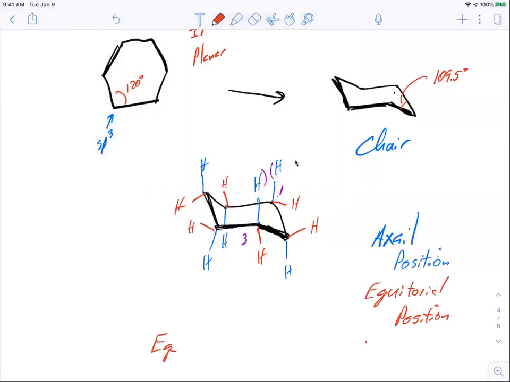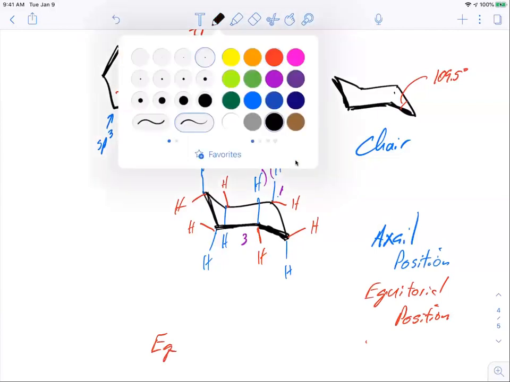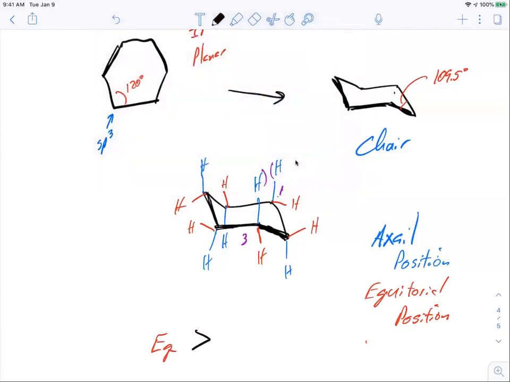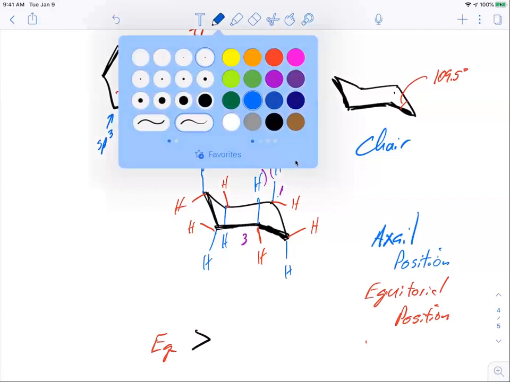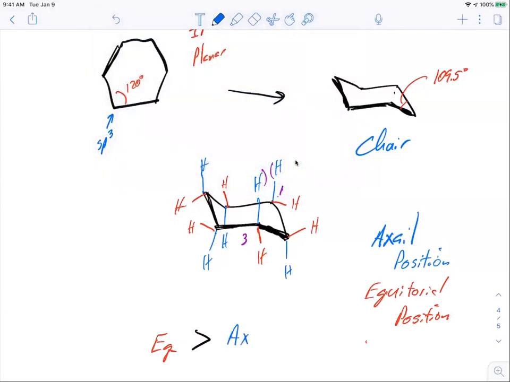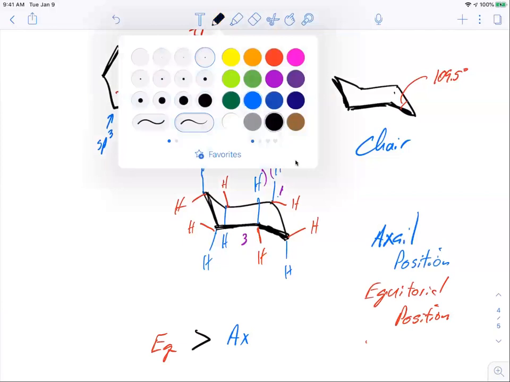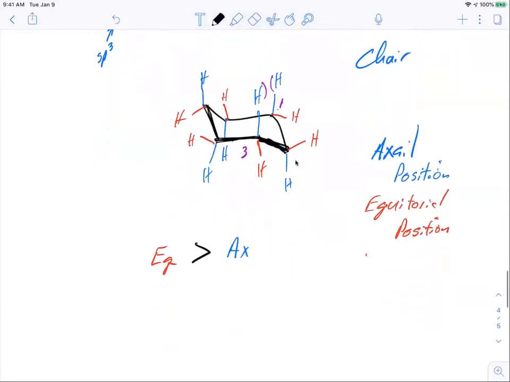And the equatorial is going to be more stable than the axial. They're going to be more stable because they have more space.